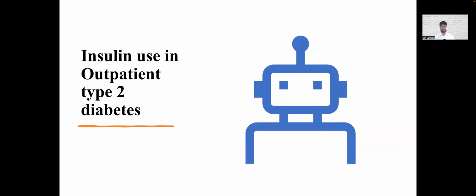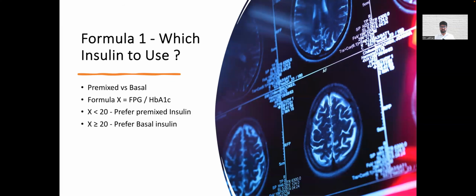So let's first discuss insulin use in outpatient type 2 diabetes. I'm going to show you some formulas which again would be very useful to your clinical practice. Now the first formula is which insulin to use. You have a patient with type 2 diabetes and you have decided this patient requires insulin. You have two choices: either you use a premixed insulin or a co-formulation insulin, or a basal insulin.